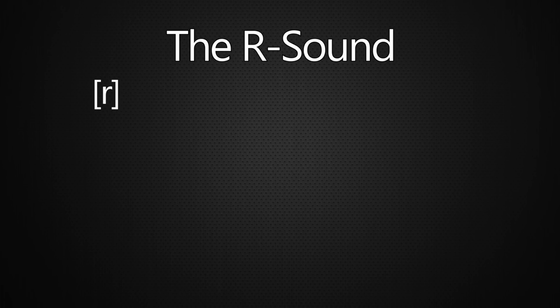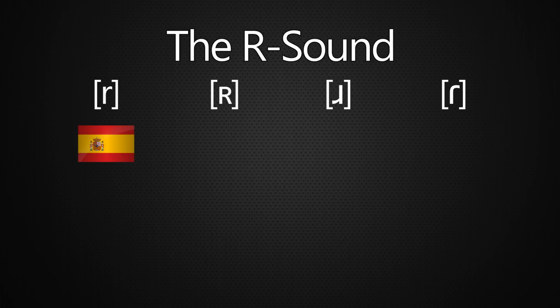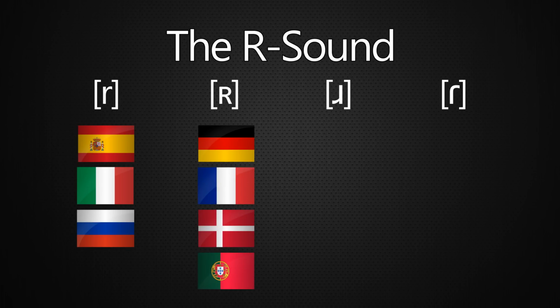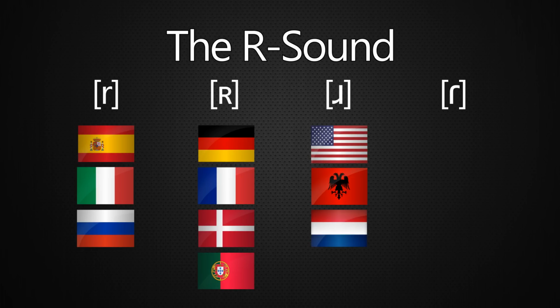There are, I would say, 4 main ways of pronouncing R's. The trilled R, found in Spanish, Italian, Russian, and many other languages. The uvular R, found in German, French, Danish, or Portuguese. The English R, which is also found in Albanian and Dutch. And last but not least, the tapped R, found in many languages as well as in the Scottish dialect.